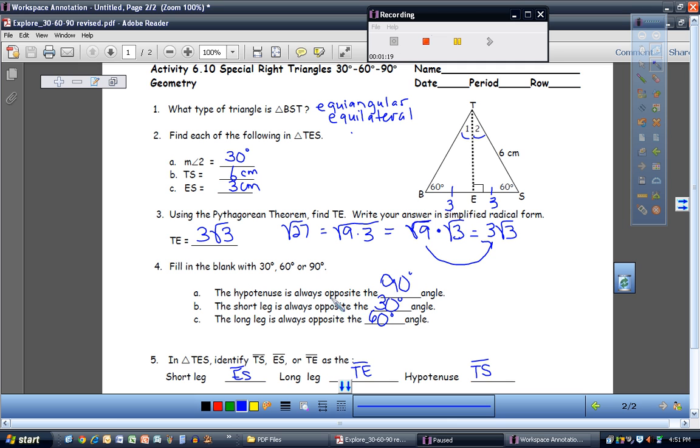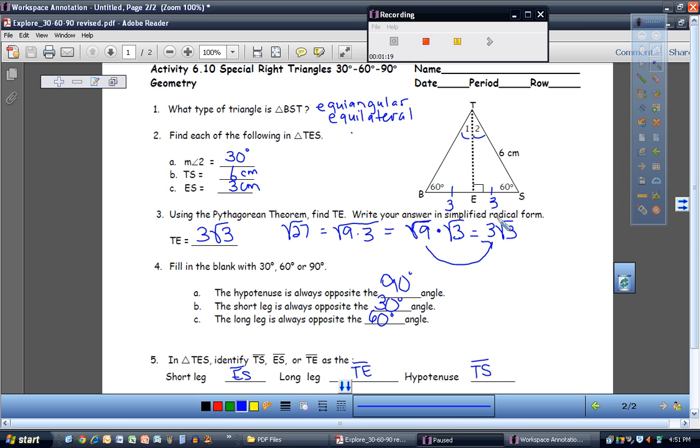You should have also realized that the hypotenuse is always opposite the 90-degree angle. The shortest side is opposite the smallest angle. The middle side is just going to be across from the angle in between. The short leg in this example is ES, the long leg is TE, and the hypotenuse is TS.